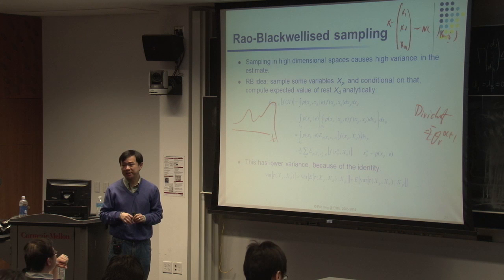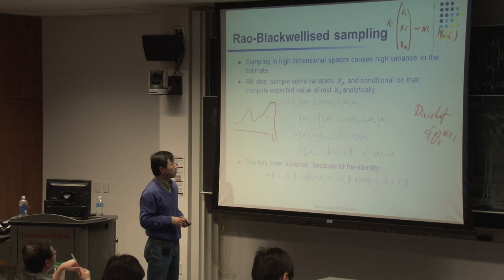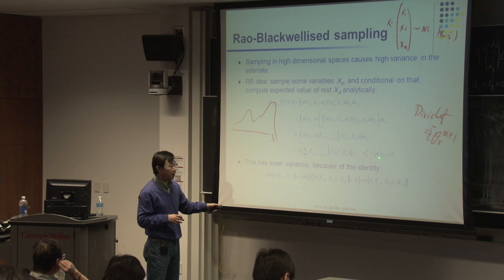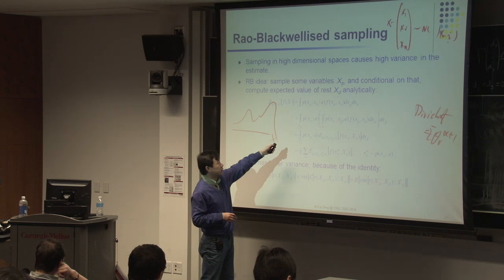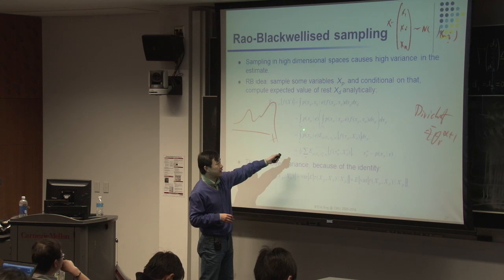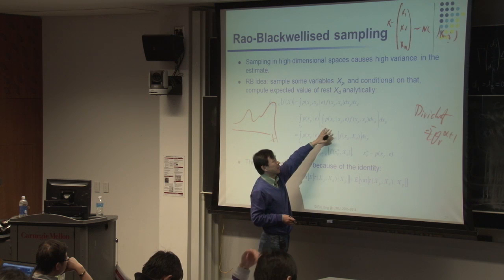One is called XP, the other is called XD, and you are going to only generate samples for XP, but not for XD. The correctness is shown by this proof. If you do this expectation, you can do a stepwise integration and take the XP out of it, and here you integrate over XD given XP.